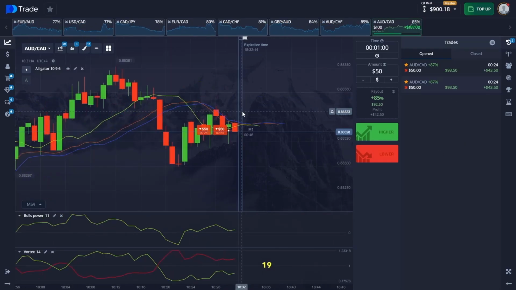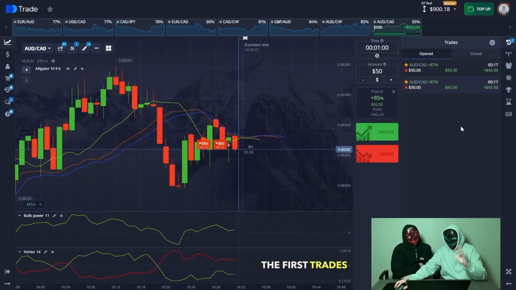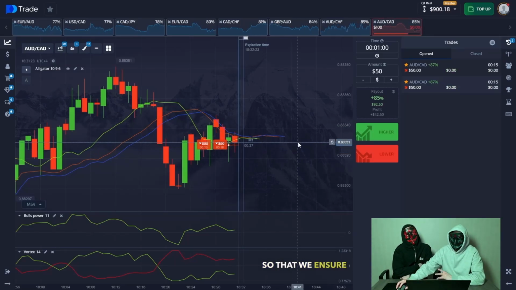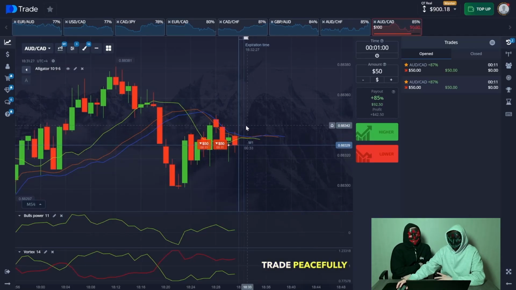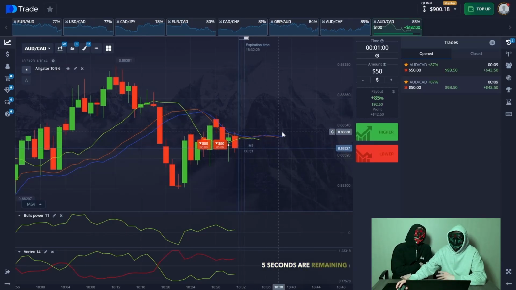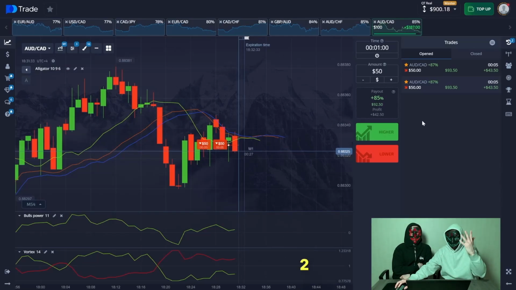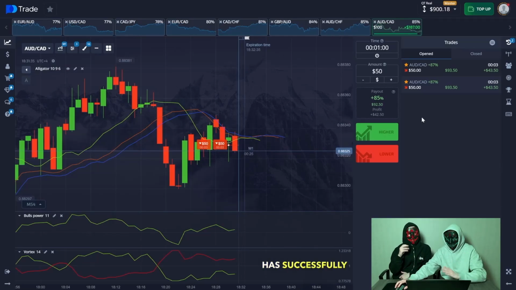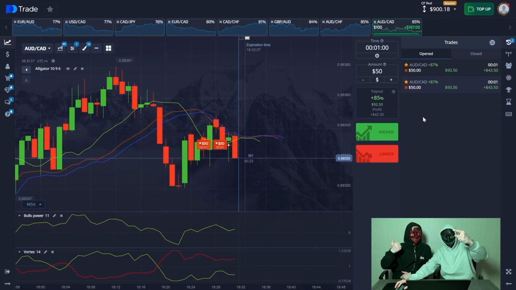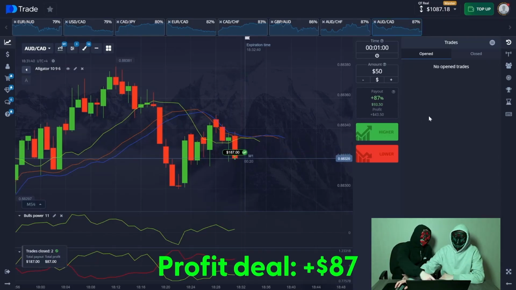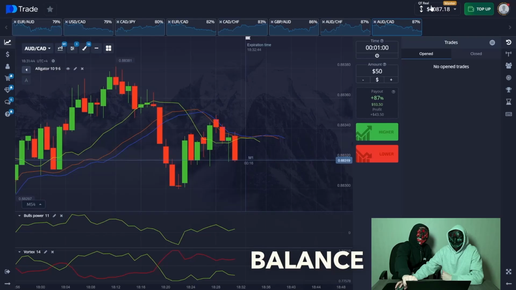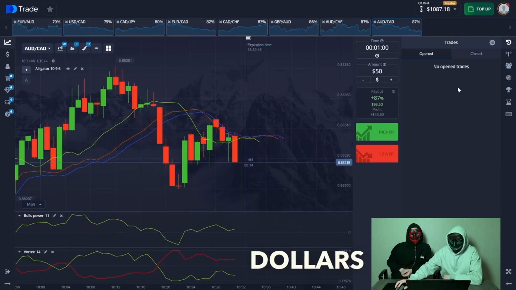So friends, 19 seconds are left. The first trades are mainly for testing so that we ensure our settings are correct. You can trust their reliability and trade peacefully as well. 5 seconds are remaining and we see that we have taken a good position, 3, 2, 1, and our trade has successfully entered profit. The first profit on our balance is already $10.87, a good start.